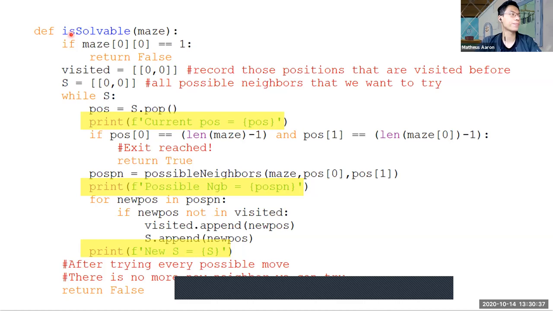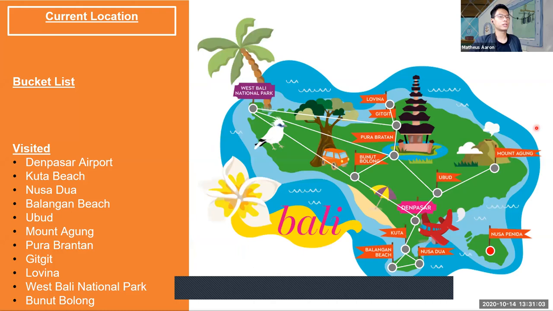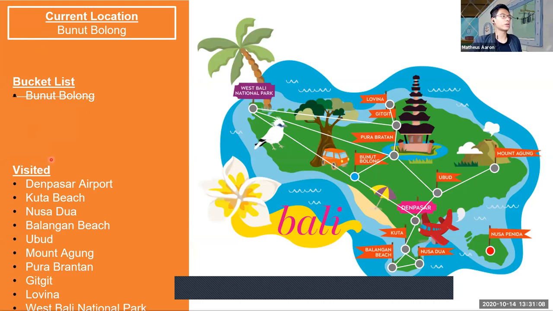Then visited is the places that you have visited before. S is your bucket list of the places that you want to go. And the position at pause is actually our original position. If you see in this part, we remember we have our bucket list, we have our visited places, and we have our current location. We have these three different things.